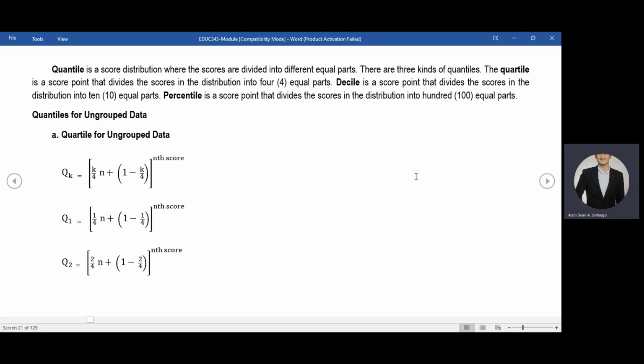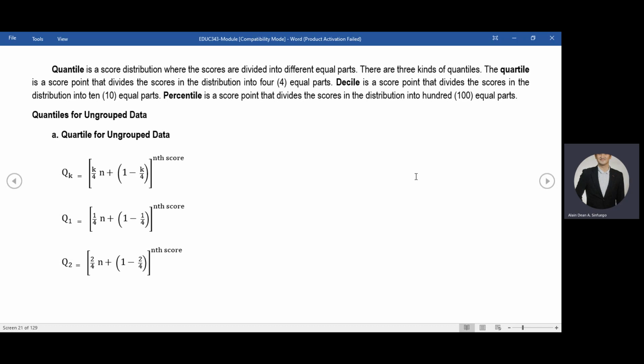Good day. Our next topic is all about quantile. When you say quantile, it is a score distribution where the scores are divided into different equal parts. There are three kinds of quantiles.